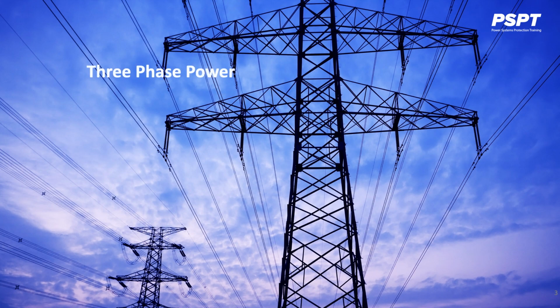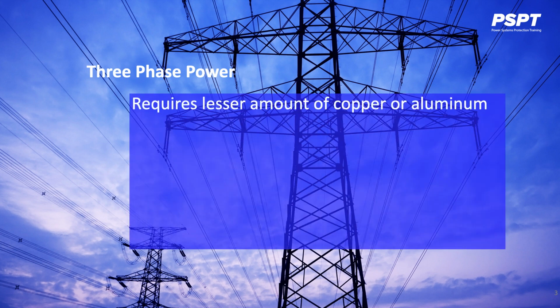Three-phase power has become the standard for power transmission and distribution today. Three-phase power generation, transmission, and distribution is advantageous over single-phase power for the following reasons. Three-phase power distribution requires lesser amounts of copper or aluminum for transferring the same amount of power as compared to single-phase. The size of three-phase motor generator sets is smaller than the single-phase motor generator of the same rating.